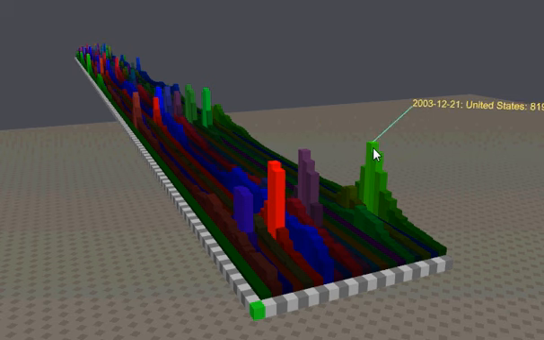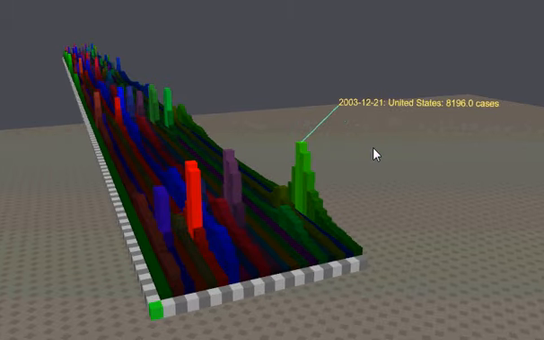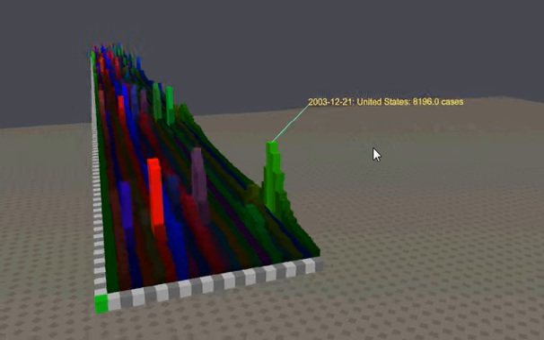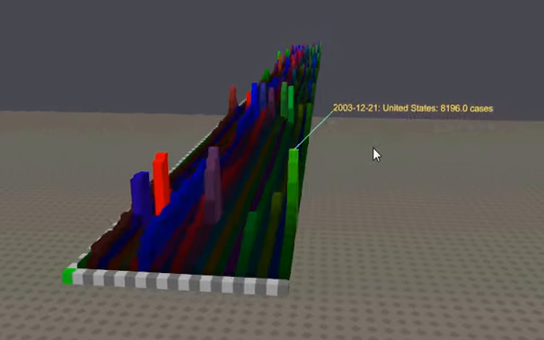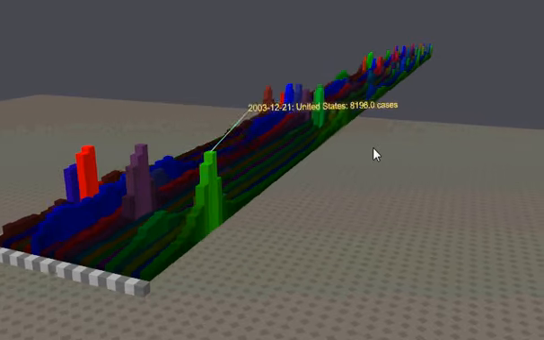Here's the US. You can see quite a spike in 2003 in December. This data is normalized by country, so because countries have different populations, we're just looking at visualization relative to the highs and lows of that country. So it is normalized. So when we look at the US, we see that spike in '03.